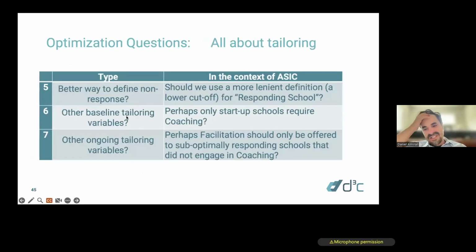And then there's a bunch of other ones, like baseline tailoring, right? Remember that startup school thing? That's just an idea at this point. We are not yet tailoring based on startup school, scale of school. But we are going to check to see if startup school is a good tailoring variable. And if it is, we're going to recommend it, right? But you might have other cool questions about tailoring.